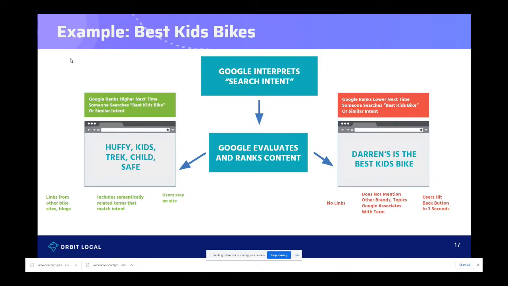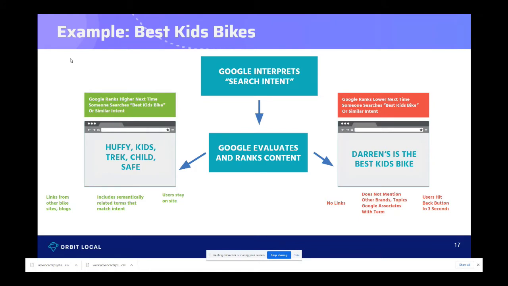So the first example I want to go over is just "best kids bike." Someone searches for this, and Google's going to interpret that search intent. What does this person want? They're going to go back, evaluate, and rank their content according to this. Now let's say they rank these 2 pages somewhere, right? One page on the left mentions words like Huffy, kids, Trek, safe. And the other one is more like my product page, right? Mine is the best bike. I get this all the time.